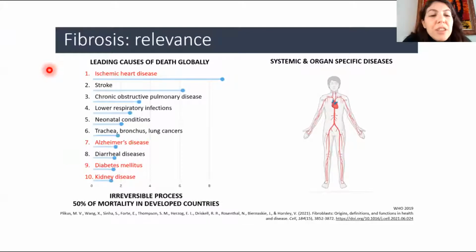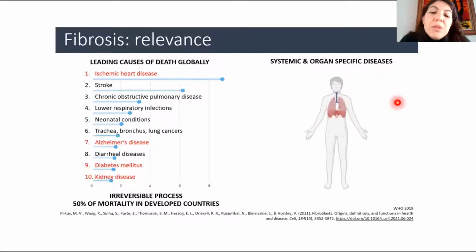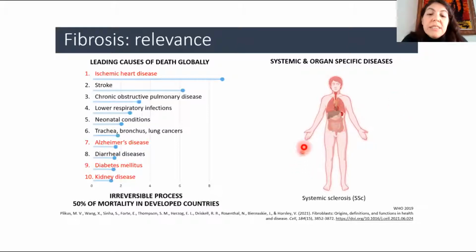Well, fibrosis is a pathological scarring process which involves at least 4 of the 10 leading causes of death globally. It's also an irreversible and generally progressive process, which is involved in at least 50% of mortality in developed countries, and is affecting not only organ-specific disease like heart failure, chronic kidney disease, cirrhosis, interstitial lung disease, but also generates systemic disease like less prevalent, but definitely prototypic systemic disease, which is systemic sclerosis.